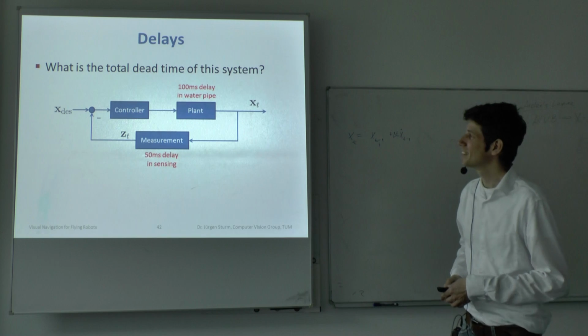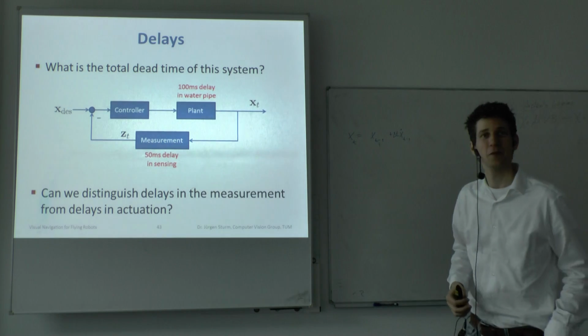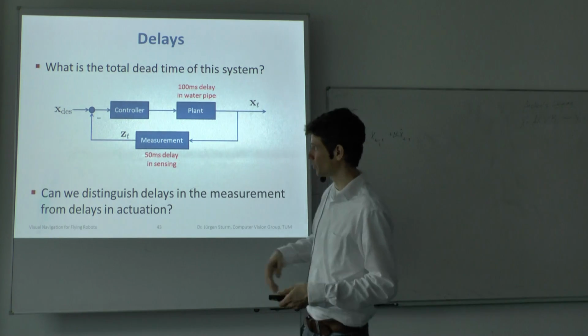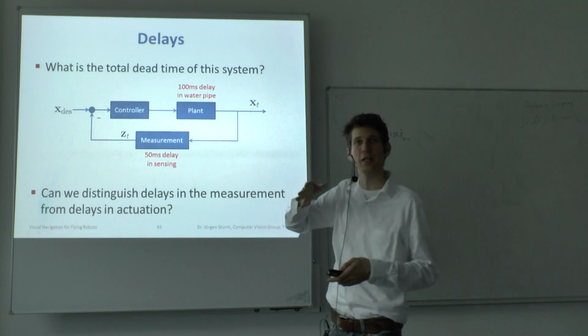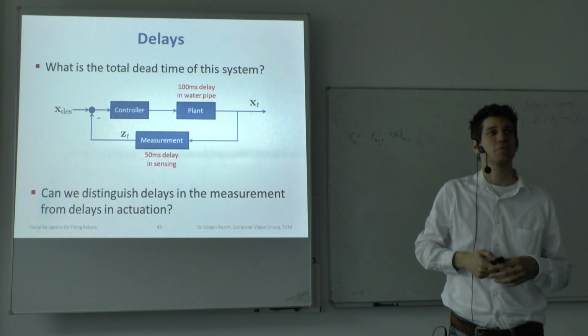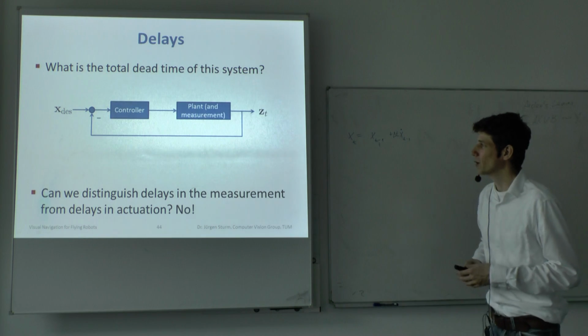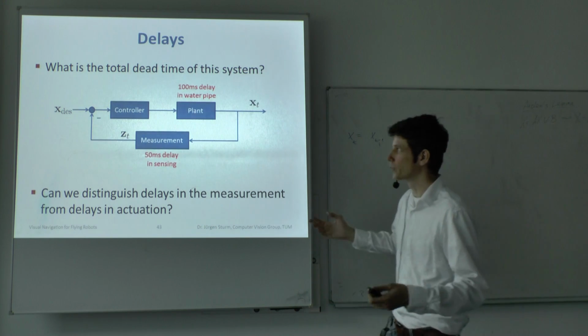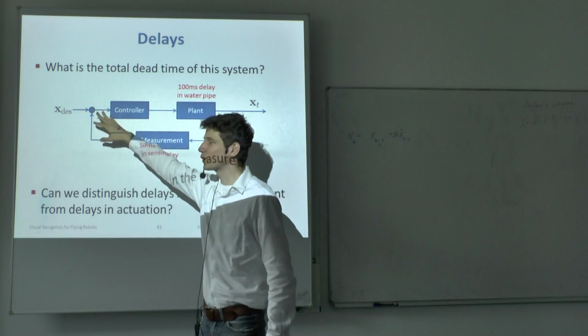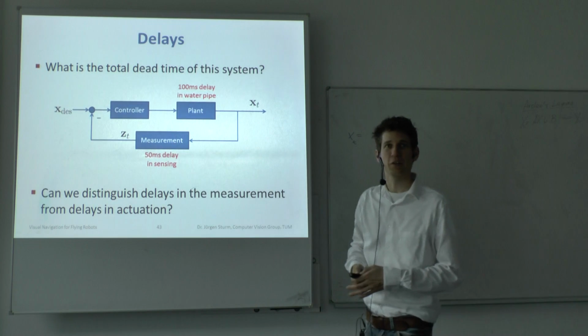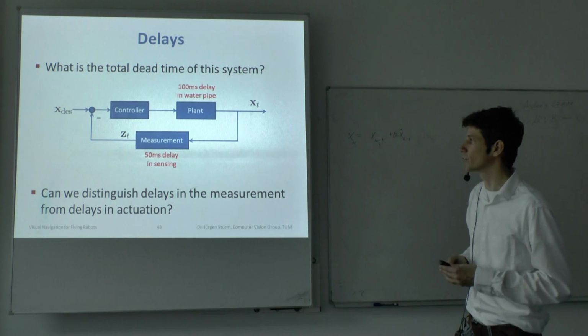The question is, can you actually distinguish where the delays come from? Can the controller, at this point here, distinguish between these different delays? No, exactly. Because there is no way to tell, because you don't have access to the true state. You just observe something, and you don't know where these individual delays come from if you don't have additional sensors.